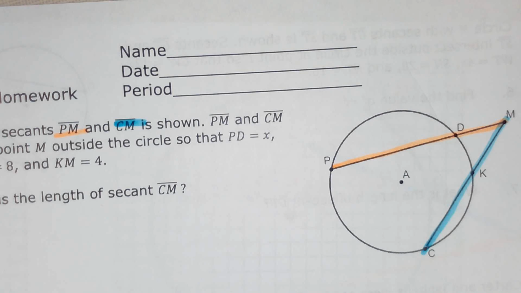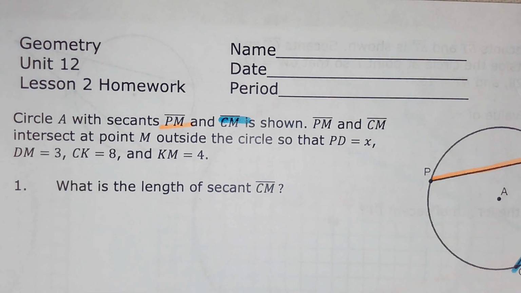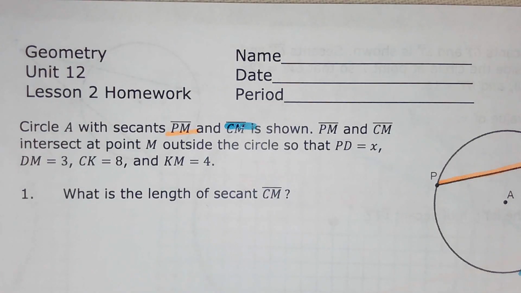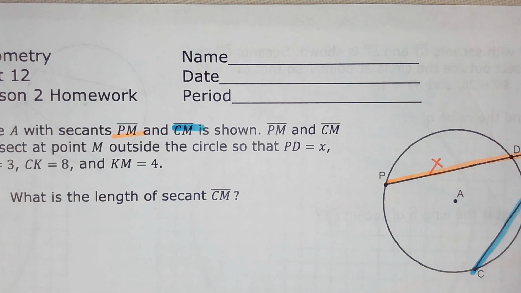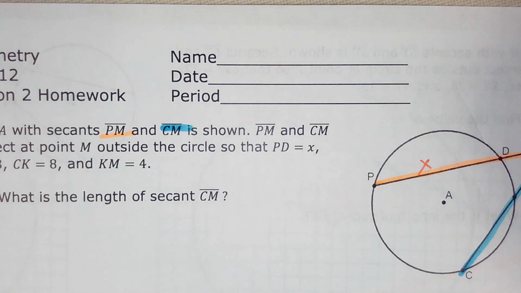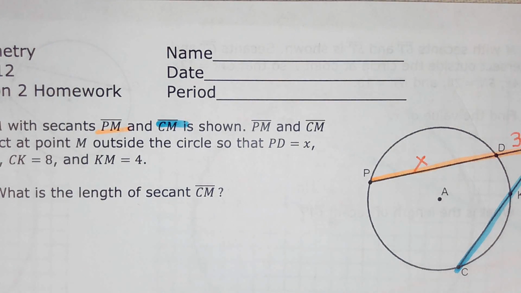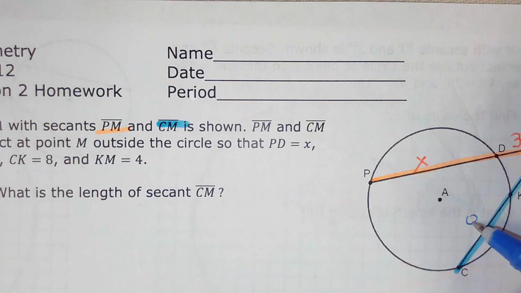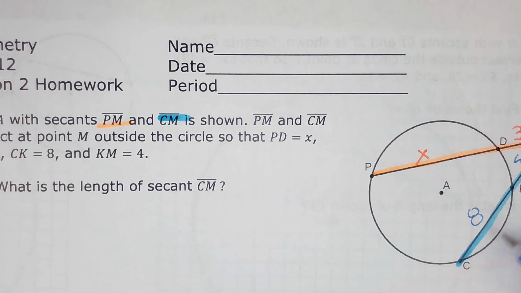All right, let's go ahead, and this is step 2 of our 5-step process. Step 2 is to transcribe the givens onto the drawing. So we're going to take our PD, which is an orange value. PD is X. And DM is 3. And CK is 8, and KM is 4. And we've got to find the secant length of CM.